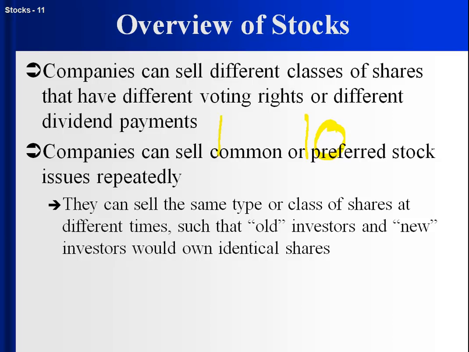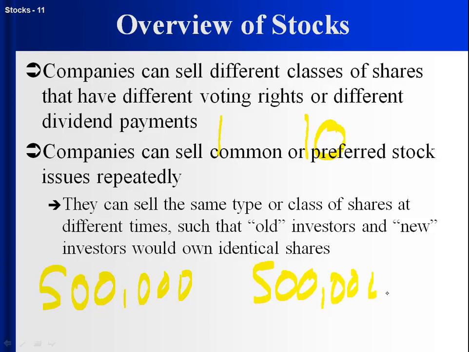The other thing is companies can sell stock issues repeatedly. So suppose a company goes out and sells 500,000 shares of common equity, and then 2 years later goes out and sells another 500,000 shares of common equity. There's now 1 million shares, and it doesn't matter whether you have a so-called new share or old share. A share is a share. So if you own 1 share, you would own 1/1 millionth of the company.